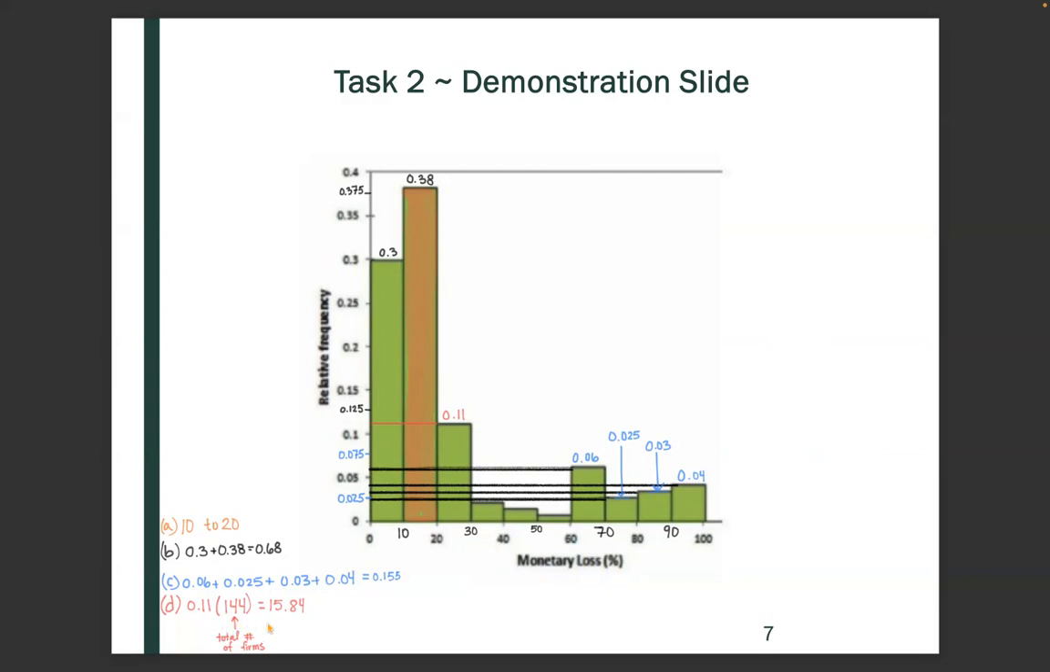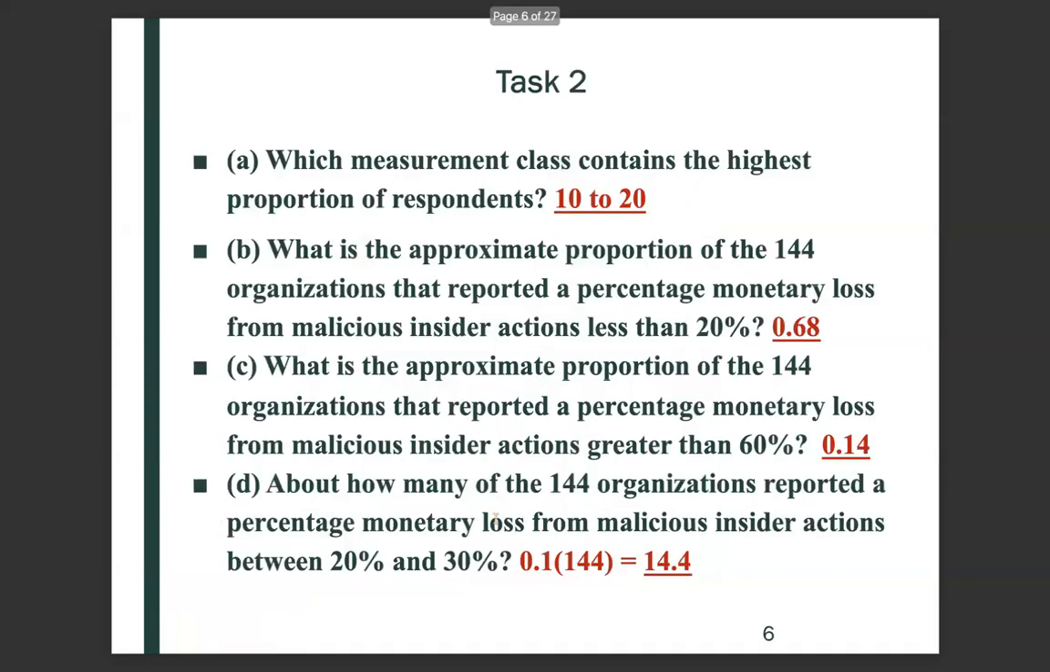And when you do that multiplication, I got around 15.84. And that's just an approximation. When the professor did it, he estimated that that height was 0.1. So you would do the same thing, 0.1 times 144, and he got 14.4.